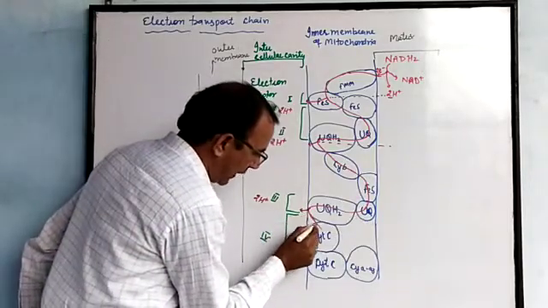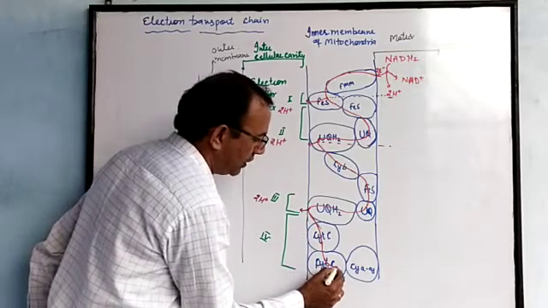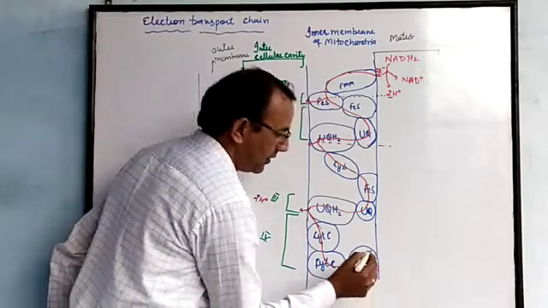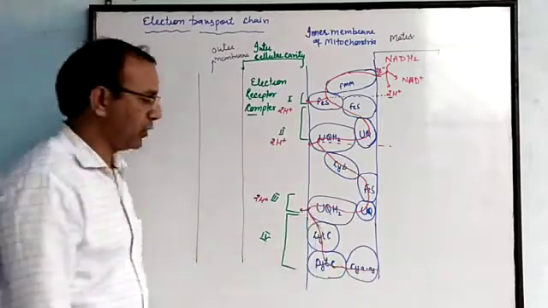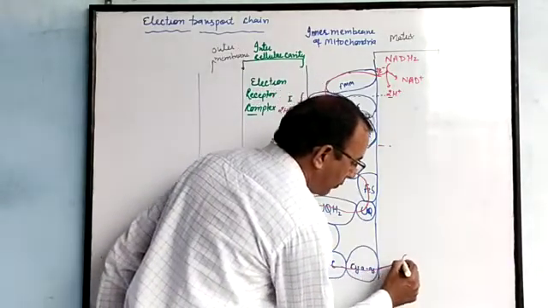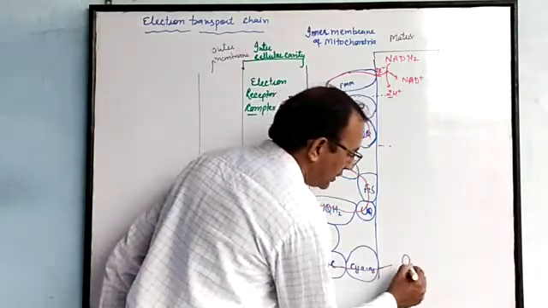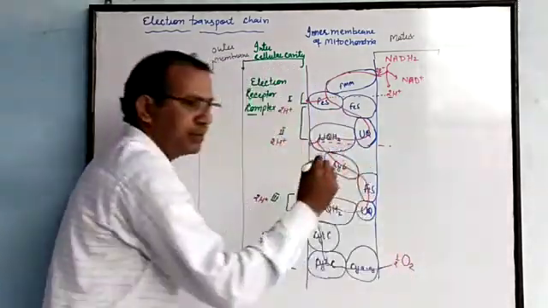But again it falls off. The pair of electrons passes through cytochrome C to cytochrome A3. This time no energy is transported. As it passes out through it, half molecule of oxygen is produced. Half molecule of oxygen is produced.